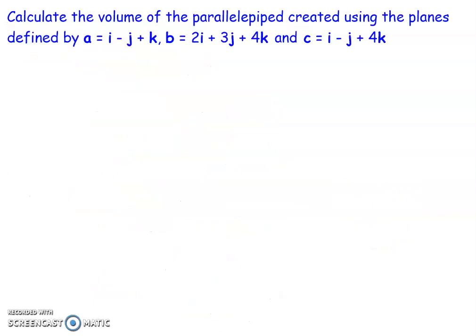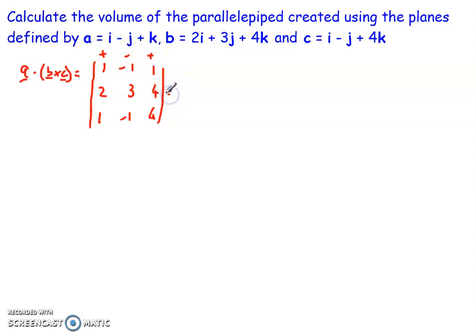So let's calculate the volume of the parallelepiped created using the planes defined by the vectors A, B, and C, all three given here. Now remember, the volume of the parallelepiped is given by our triple scalar product A dot bracket B cross C. And in this case, we're going to define it using the vectors and sticking them into the component form of the matrix that we were talking about previously. So we're going to write it as 1, negative 1, 1. Get them the right way around. 2, 3, and 4. And then 1, negative 1, 4. Put my plus, minus, plus at the top, just to make sure I remember it.